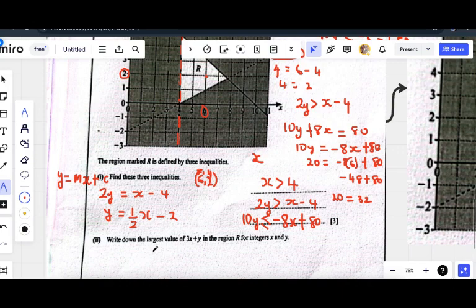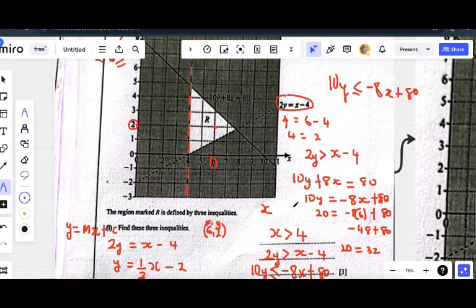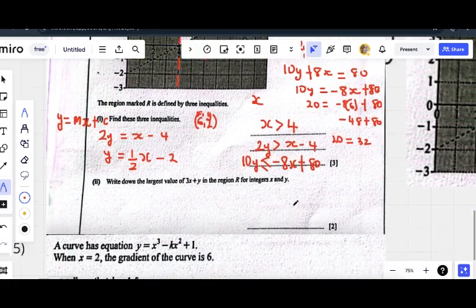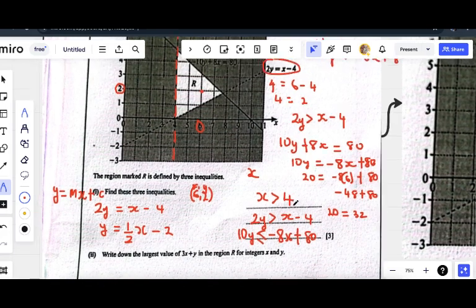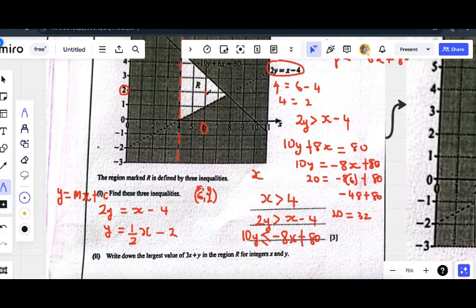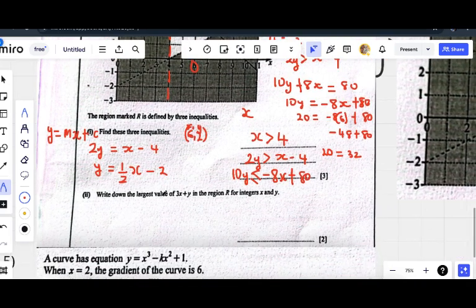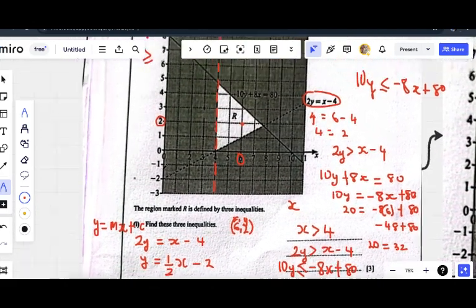The next question, the sub question, says write down the largest value of 3x plus y in the region R for integers x and y. Now, it says write down the largest value of 3x plus y. To get the largest value, we can test different points using this expression, 3x plus y. So I'm going to test it in different places. Let's write 3x plus y here.